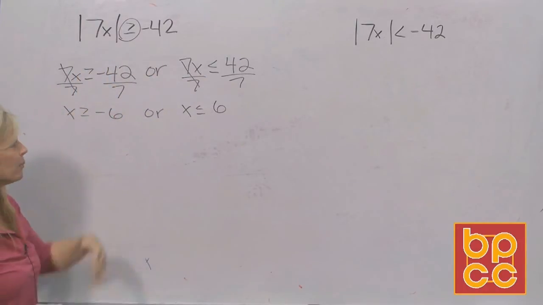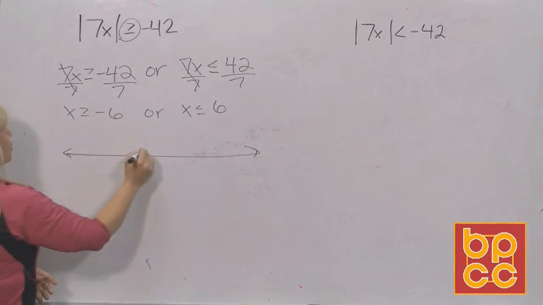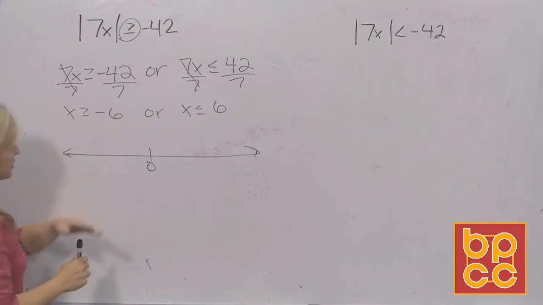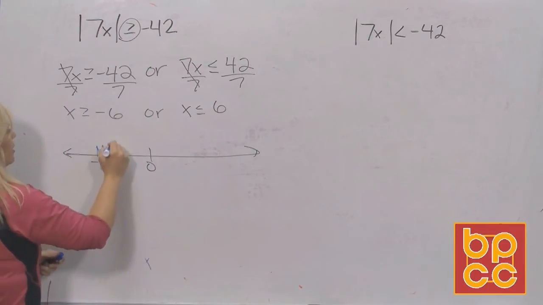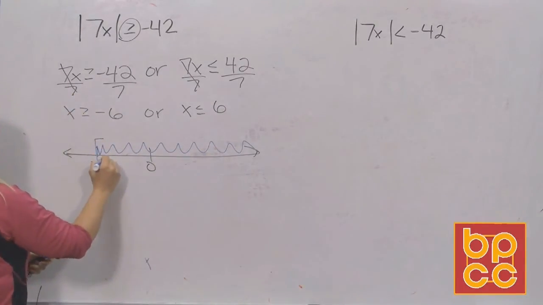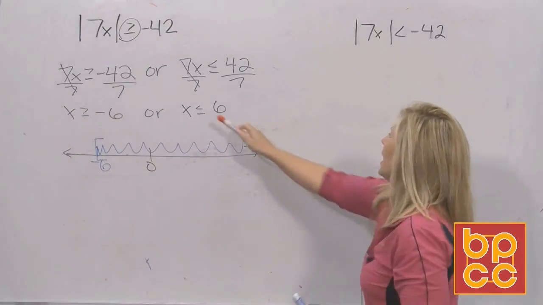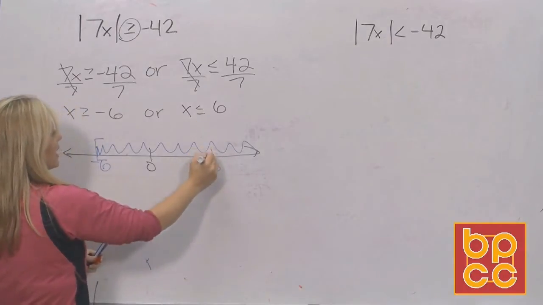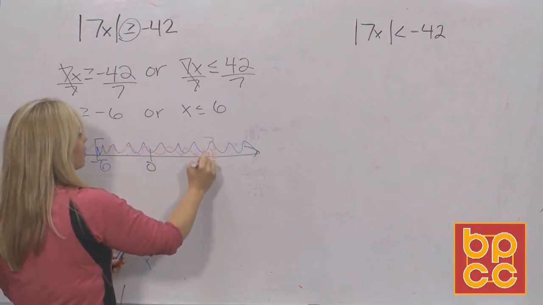But here's the problem. This is not the answer. If you go to your number line and you draw your picture, x is greater than or equal to negative 6. Negative 6 is here. Greater than is to the right. Has an equals, we get a bracket. Then I draw x is less than or equal to positive 6. I go to positive 6. Less than is to the left. Has an equals, I get a bracket.